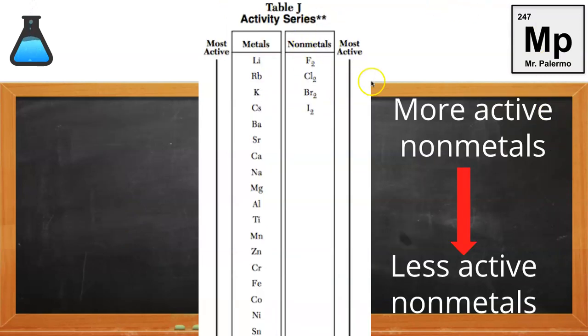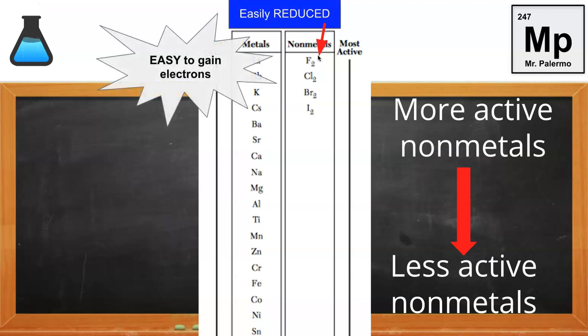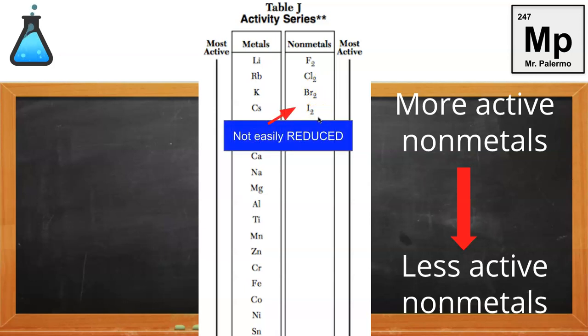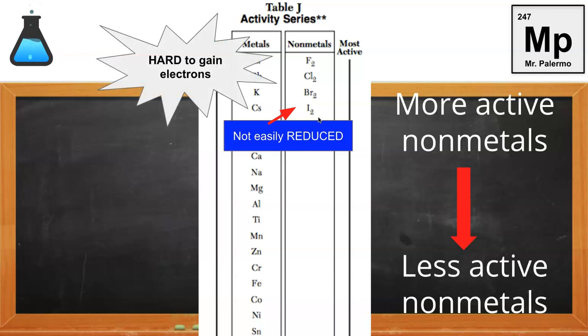On the right-hand side, we have our nonmetals. It's going to function roughly the same way as the other side, where the most active is at the top and the least active at the bottom. But remember, nonmetals like to gain electrons. So the more reactive nonmetals up top are more easily reduced. Remember, reduction means a gain of electrons. So the higher up you are, the more easily you'll gain electrons. And the lower down you go, the less active you are, and you're not so easily reduced, meaning it's hard for you to gain electrons.